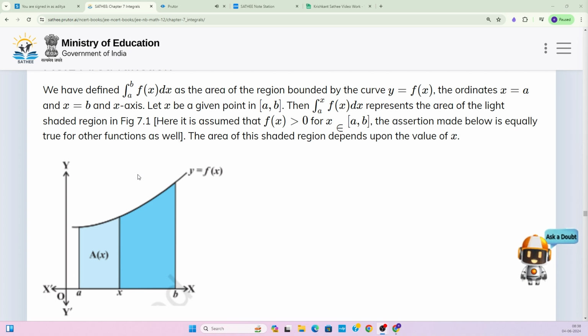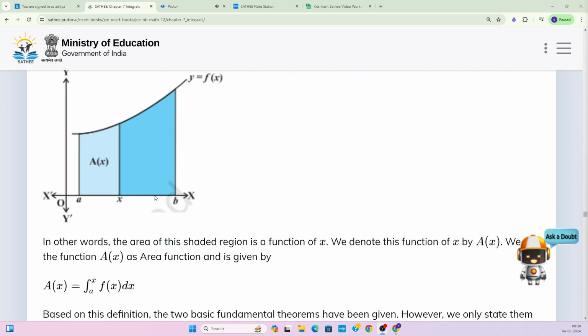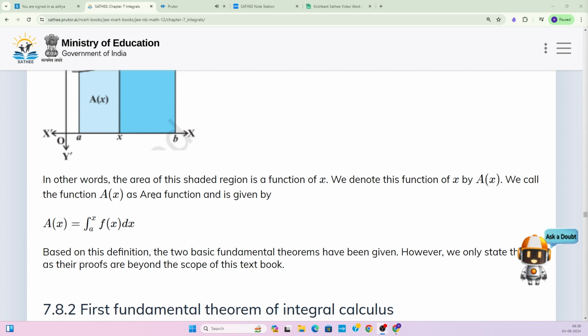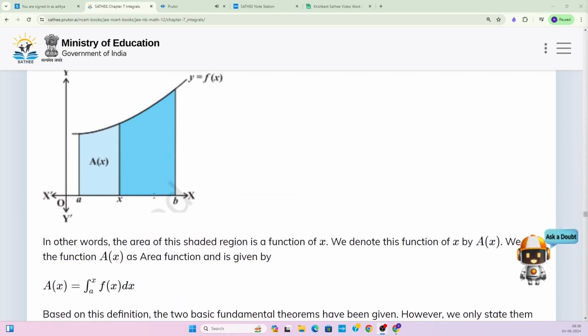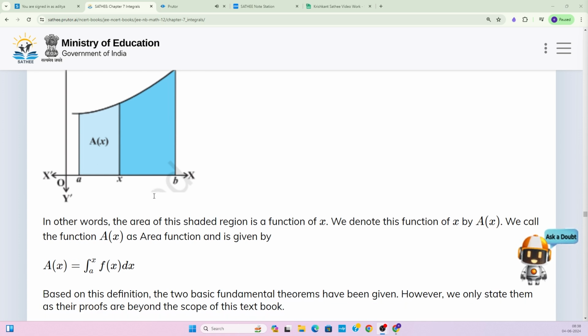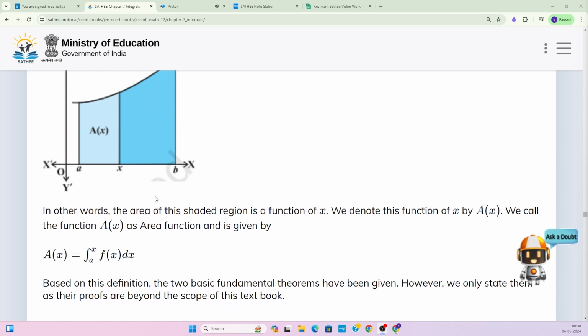In other words, the area of this shaded region is a function of x. We denote this function of x by A(x). We call the function A(x) the area function, and it is given by A(x) equals the definite integral from a to x of f(x) dx.